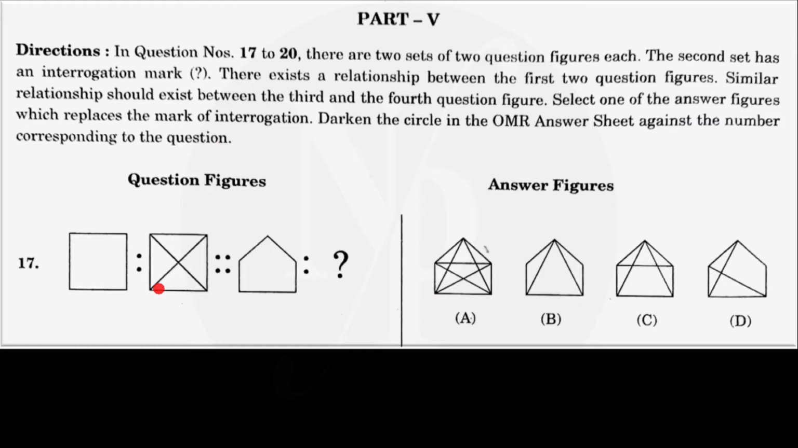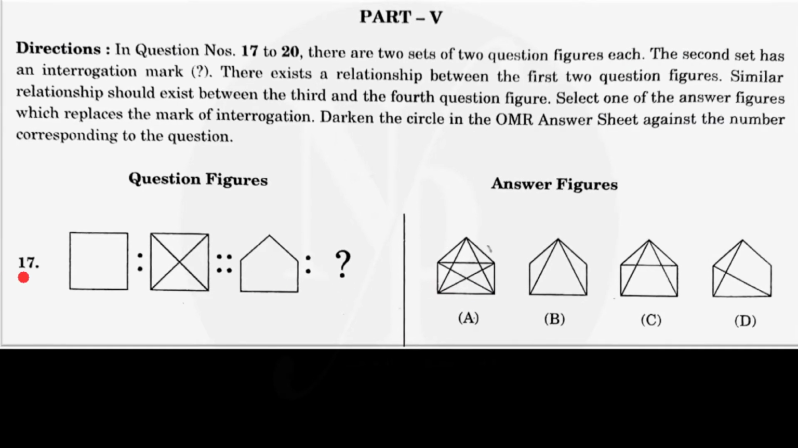Here, there will be a relationship between first and second figure. Also, there will be a similar relationship between the third and fourth figures. In the place of fourth figure, there is an interrogation mark or a question mark. We need to find the appropriate figure among the answer figures which could fit the fourth question figure here.